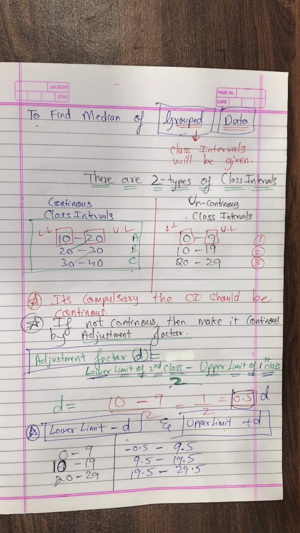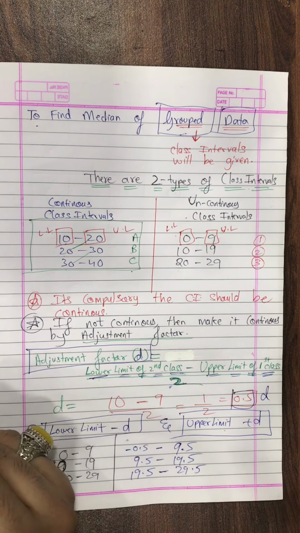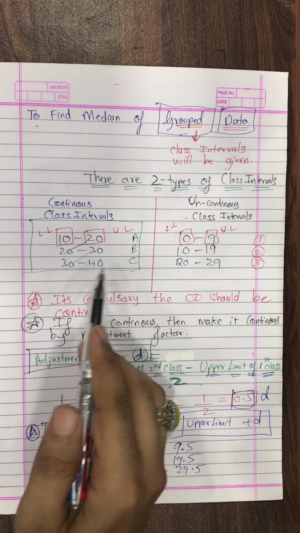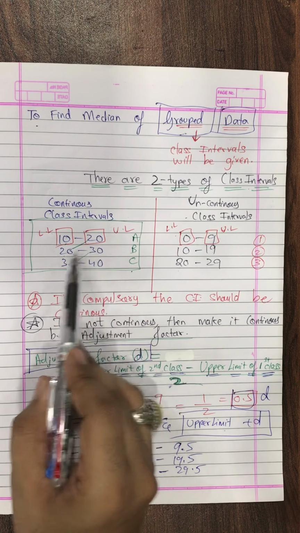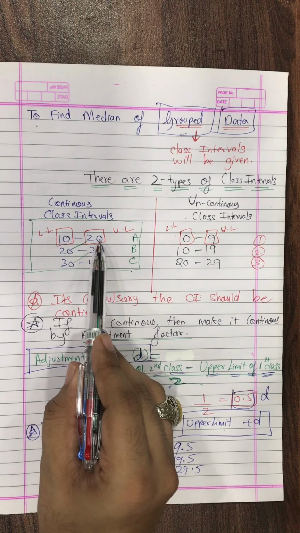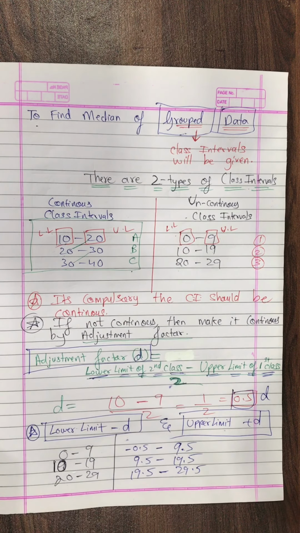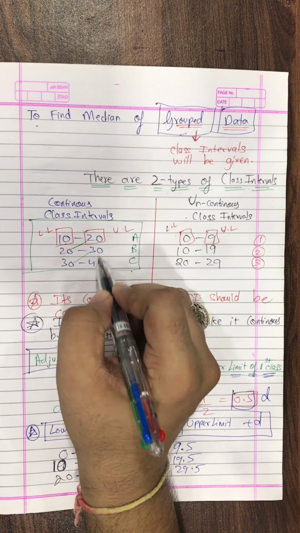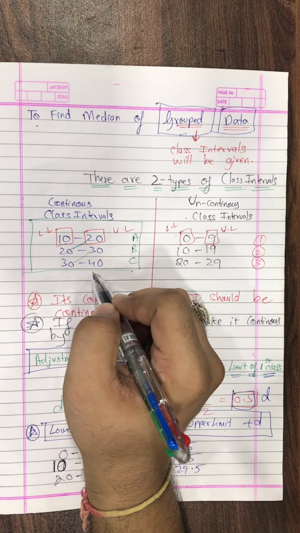If a person of 20 years of age comes to me and asks, sir, in which room should I go? So what should I tell him? You cut yourself into 2 parts. Half of you will go in room A and half of you will go in room B, because here also I can see 20 and here also I can see 20. What answer will I give? The answer is, in the continuous class, the upper limits, the right hand side ones, are excluded.